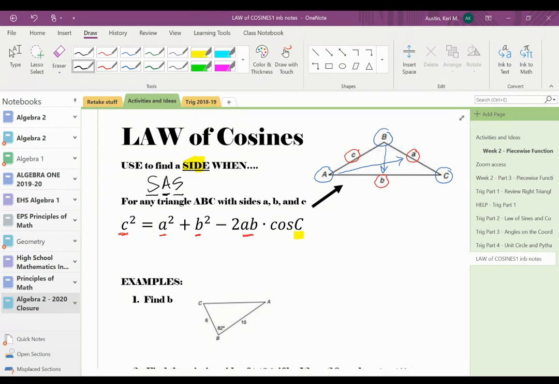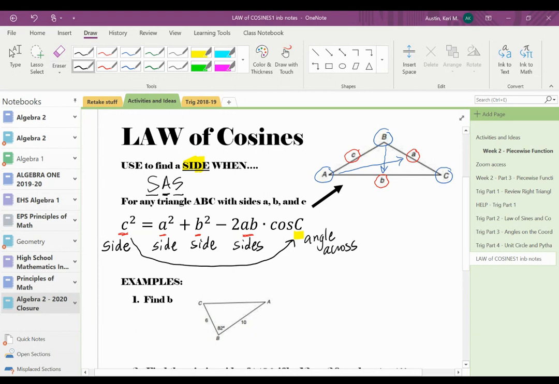So what this formula basically says, whatever side you're looking for, you have to know the other two sides, and there's those two sides again, and then you have to know the angle across from that. If I'm looking for little c, I have to know angle C. So that's the angle across. I don't want you to get caught up in the letters. I want you to just think about what you're looking for.